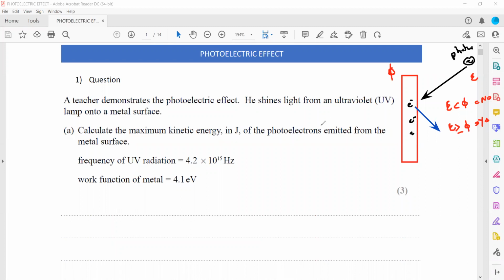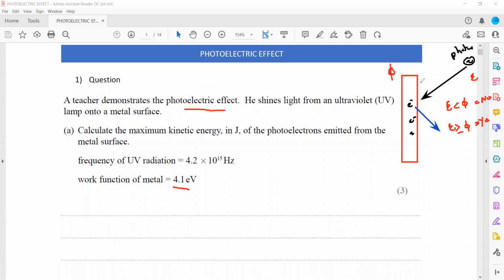So here is a question related to the last session, where we discussed the photoelectric effect in detail. A teacher demonstrates the photoelectric effect, meaning he shines light from a UV, ultraviolet lamp, onto a metal surface. Calculate the maximum kinetic energy in joules for photoelectrons from the metal surface. The frequency of ultraviolet radiation is 4.2 × 10^15 hertz, and the work function of the metal is given as 4.1 electron volt. Electron volt is also a unit of energy.